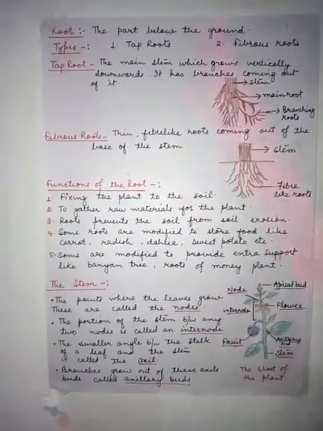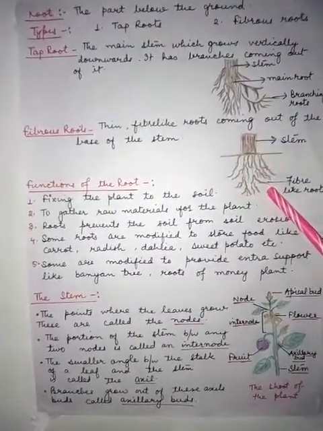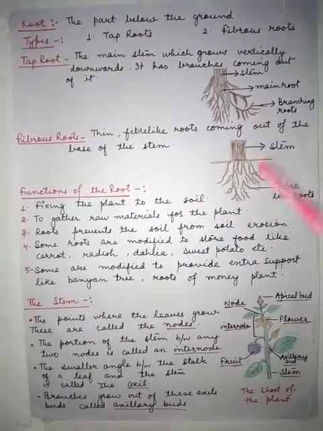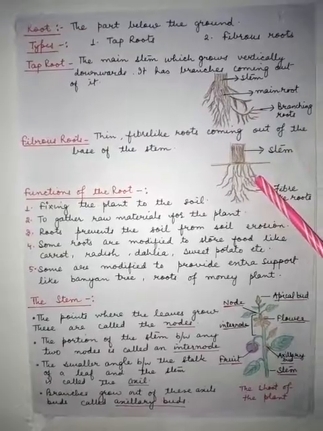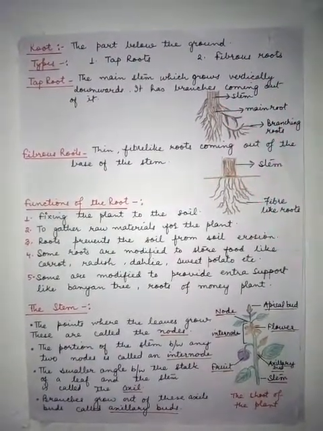This is the main part. So here is the base, and then the fiber-like roots are coming out of it. So what kind of root is it? Fibrous roots. I hope you all understand the difference between these two, tap root and fibrous roots.